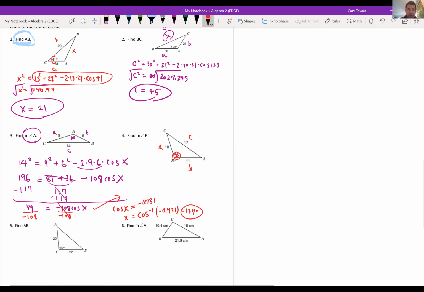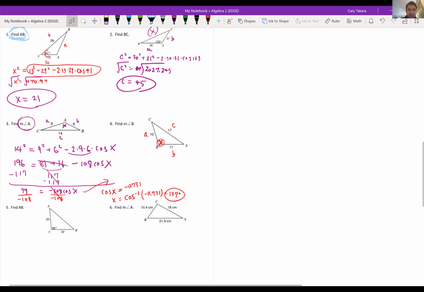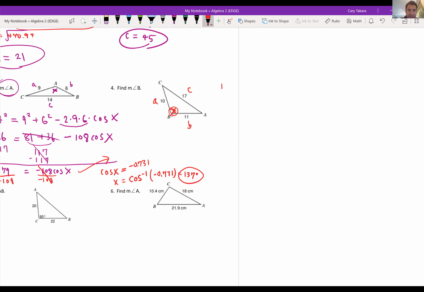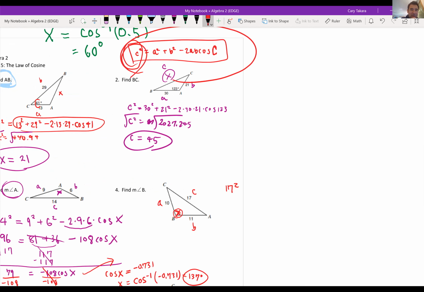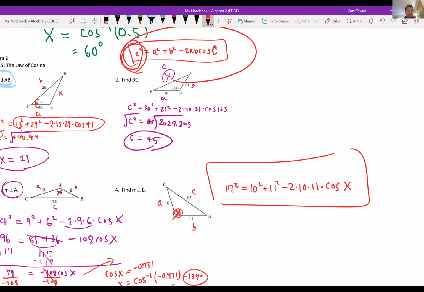So the setup should be, so equation, we don't see the equation anymore. So it will be 17 squared. Again, the equation calls for C squared, right? So you have to do 17 squared equals 10 squared, A squared, plus 11 squared, minus 2 times A times B times cosine of X. That is the setup, okay? It's very important that you have this correct. Otherwise, no matter what you do, you're not going to get the right answer, right?